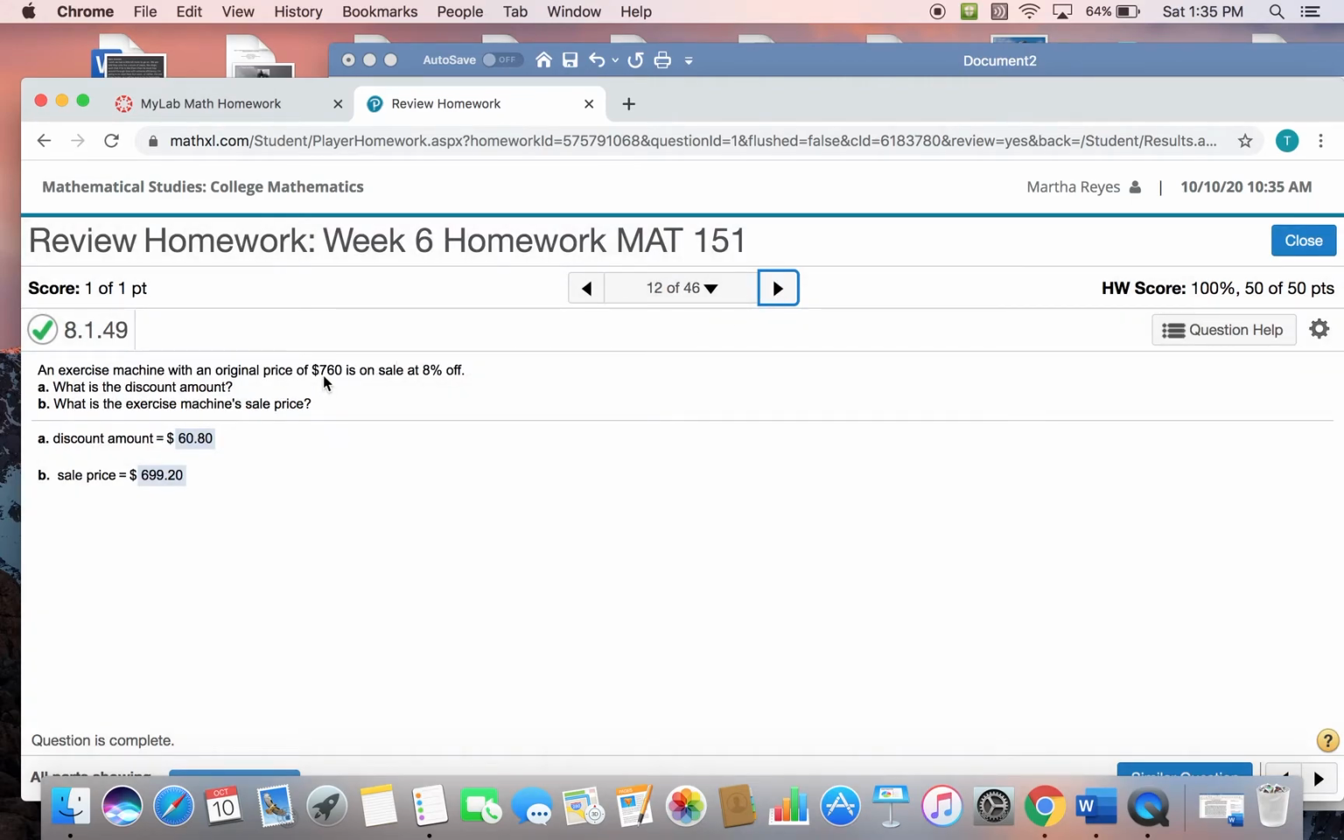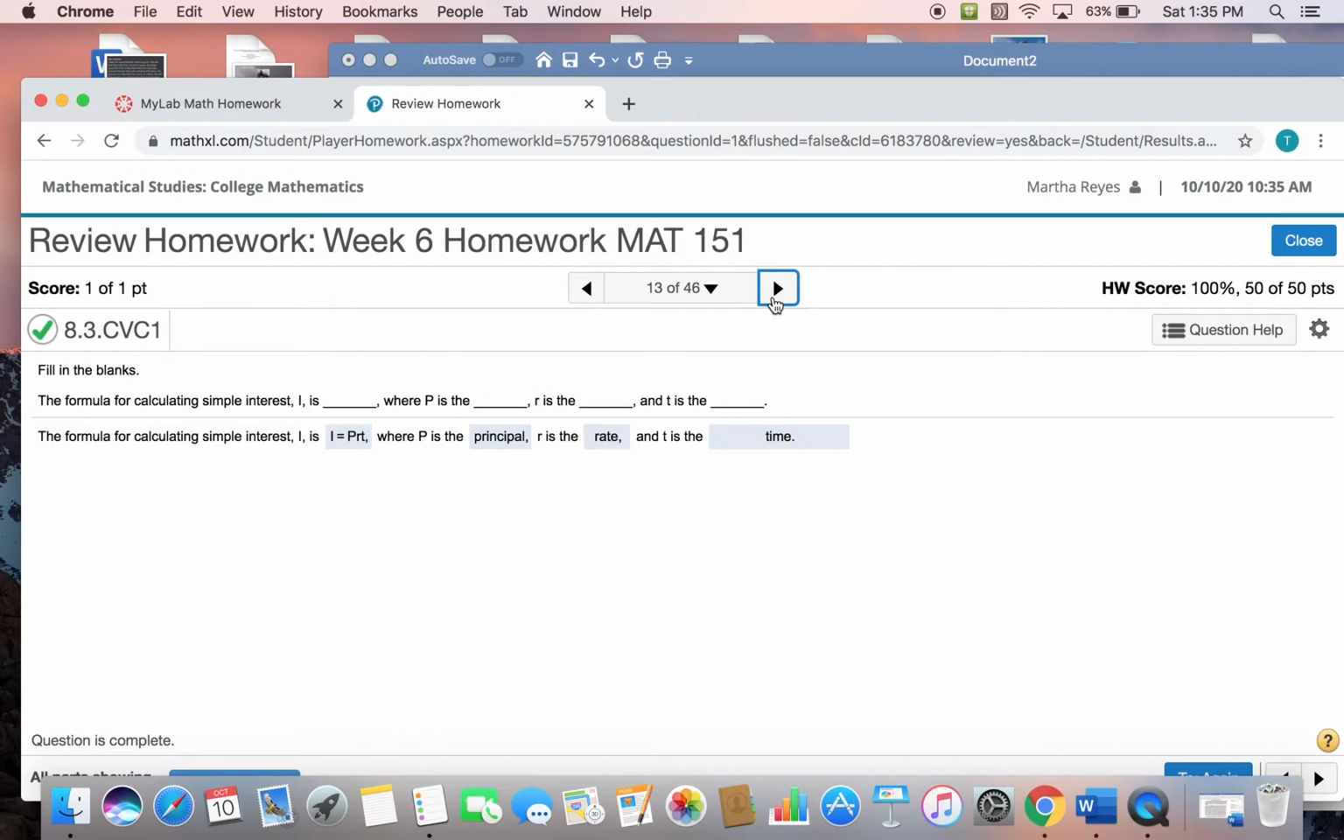Okay, an exercise machine with the original price of $760 is on sale at 8% off. The discount, you just multiply 0.08 times 760, and then you subtract that to get the sales price. So you just have to determine, is it a discount or not? Okay, now we're getting to some more complicated things.